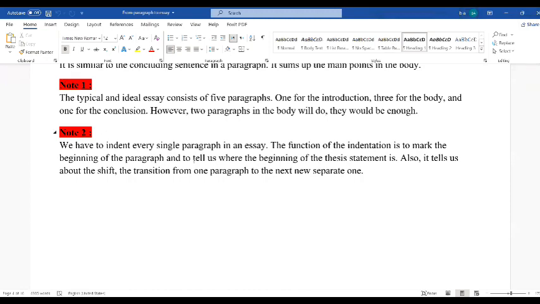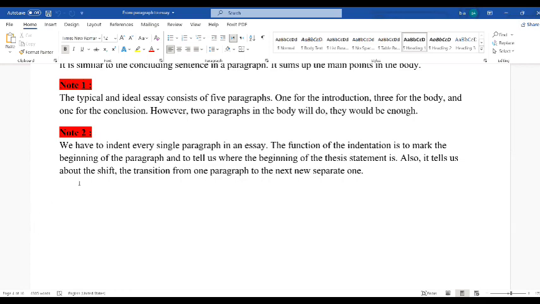Okay, let's read it. Then I will show you a practical example of the meaning of indentation. We have to indent every single paragraph in an essay. So every paragraph needs to have indentation. The function of indentation is to mark the beginning of the paragraph and tell us where the beginning of the thesis statement is.